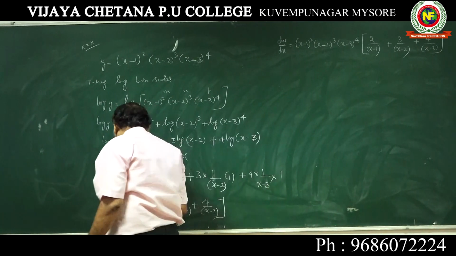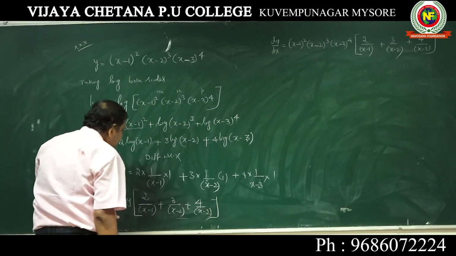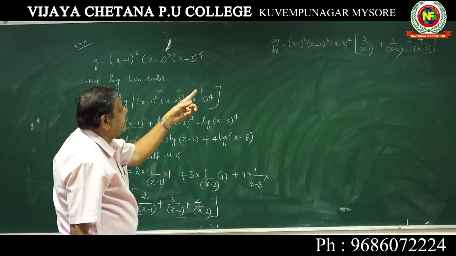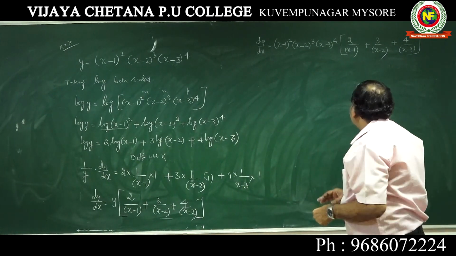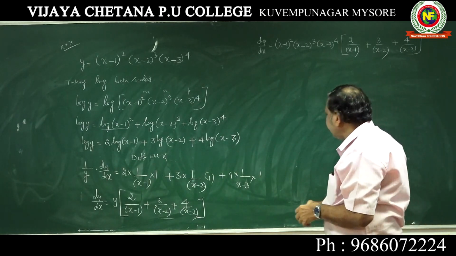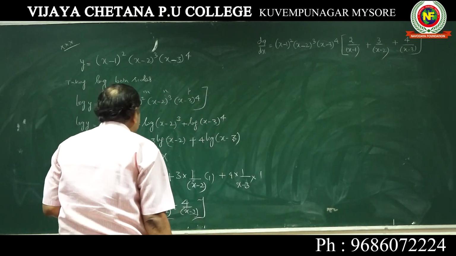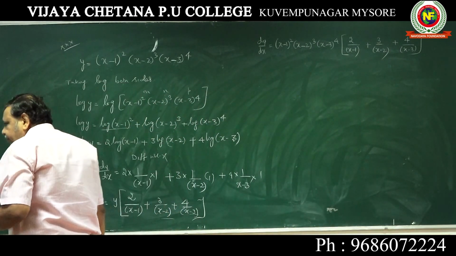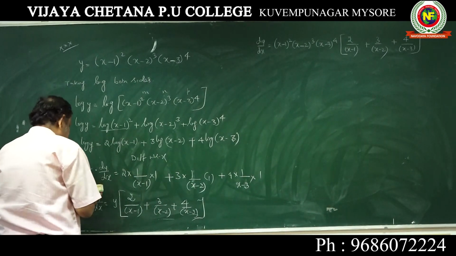The final answer is y into 2 over (x minus 1), 3 over (x minus 2), 4 over (x minus 3). But substitute back for y: (x minus 1) whole square into (x minus 2) whole cube, (x minus 3) whole to the power of 4 into 2 by (x minus 1), 3 by (x minus 2) and 4 over (x minus 3). That is the final answer. I suppose all of you understood. We will take one more problem of this type.